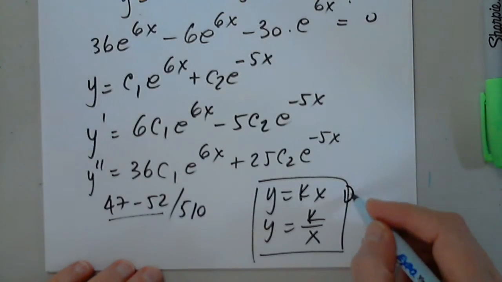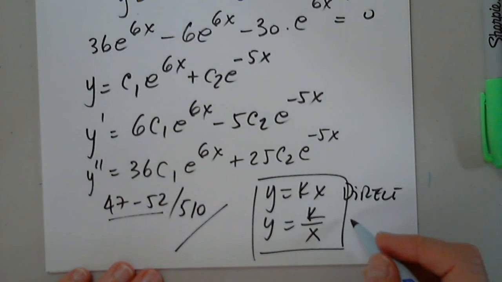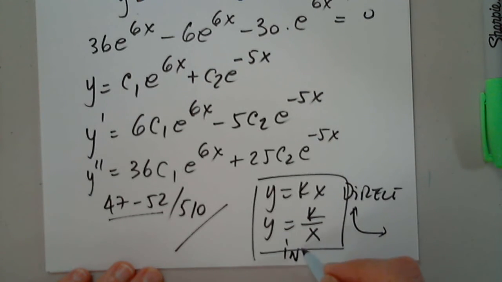So again, this is direct. In other words, one increases, the other one decreases, and this is inverse. One increases, the other one decreases. So this is inverse.